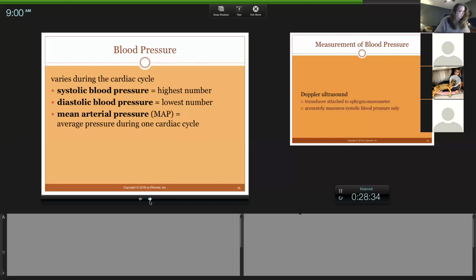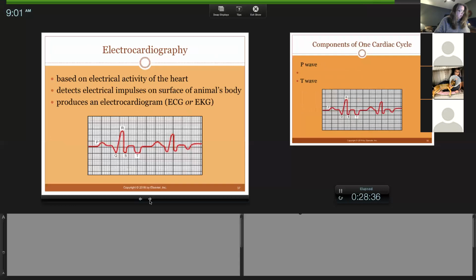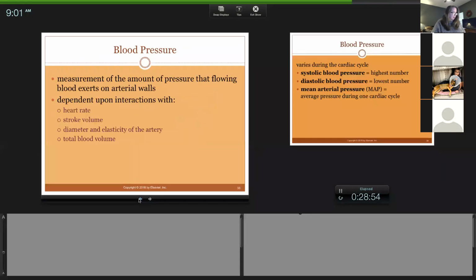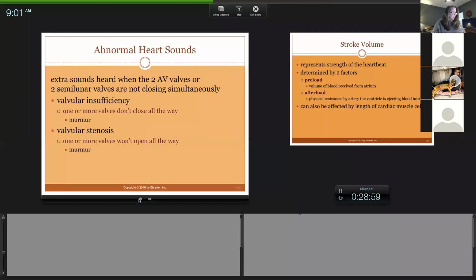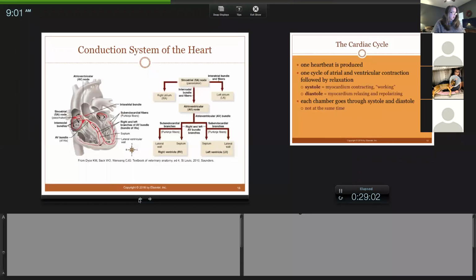EKG stands for electrocardiogram, and it is a graphic representation of electrical activity. It's a graph. Gram is a picture, anytime you see graph or gram. Now, what it is representing is this coordinated electrical flow. This is the conduction system of the heart. Now remember, this is electrical activity.